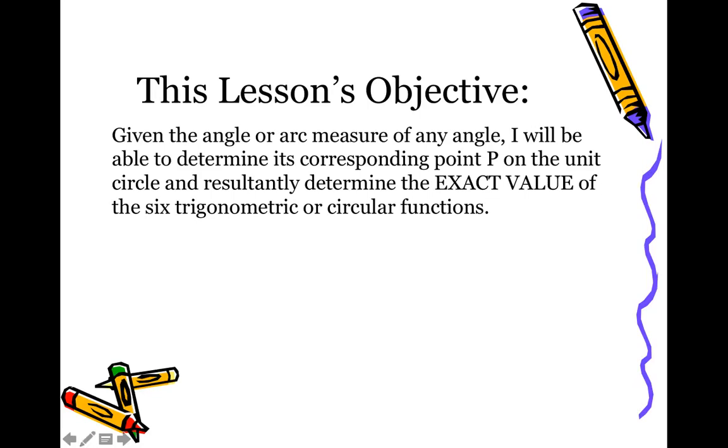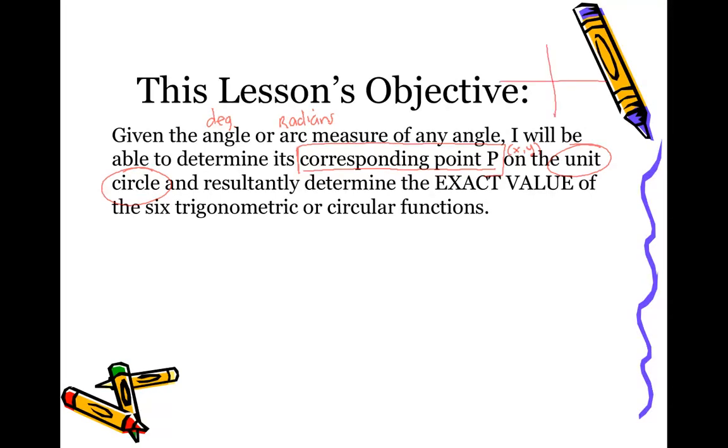In this lesson, given an angle or an arc, in degrees or in radians, I will be able to determine its corresponding points on the unit circle. Ooh, the unit circle, this is exciting. That is the first piece of this. Given any degree or radian measure, you're going to find a corresponding point, an XY coordinate point.